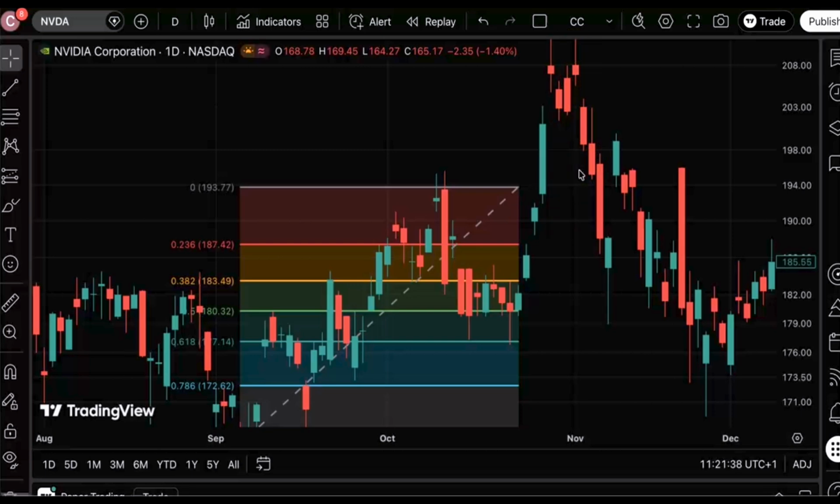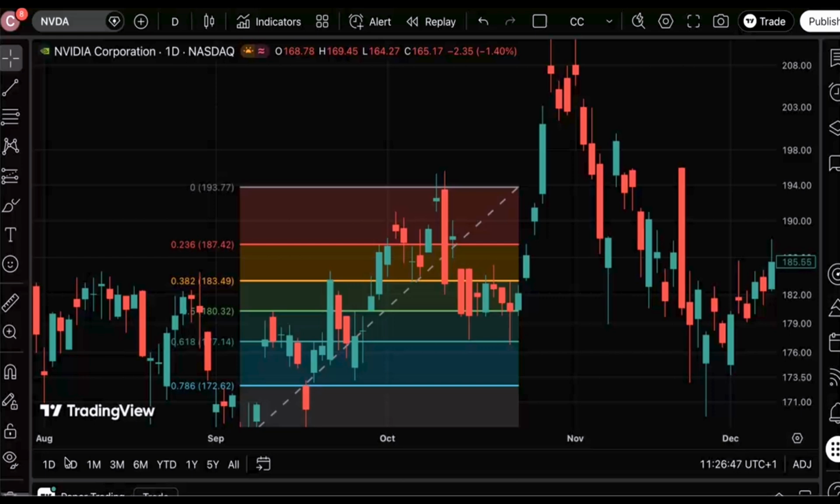But again, I have to sound a note of caution. Even though this trade works out, it could just as easily have gone the other way. And as we see, it did reverse. It did actually reverse. So, to recap on how to use Fibonacci.